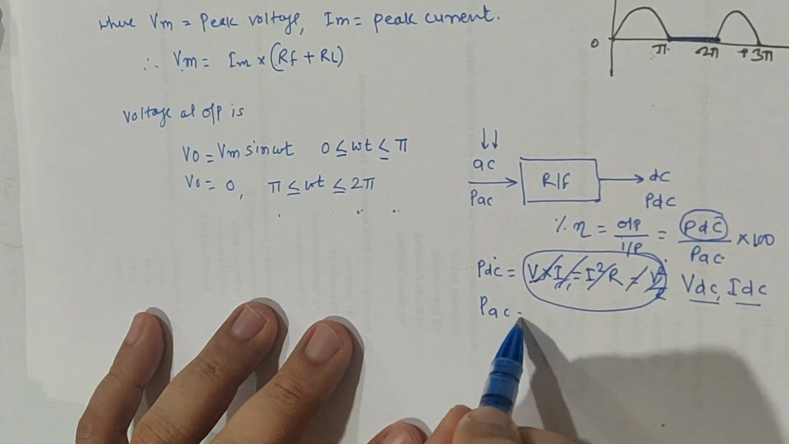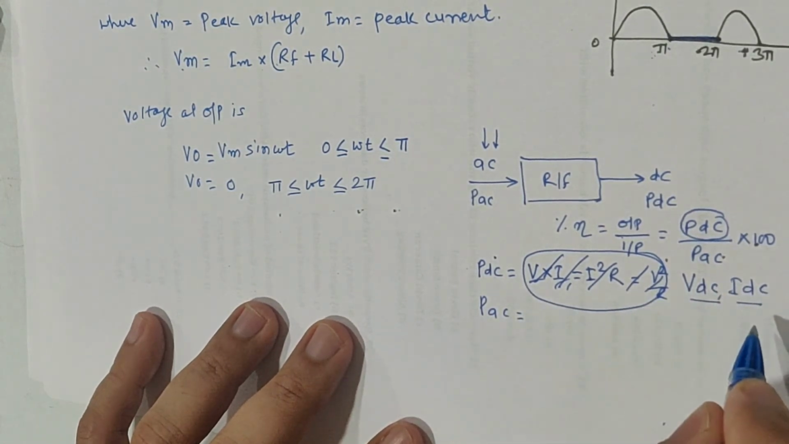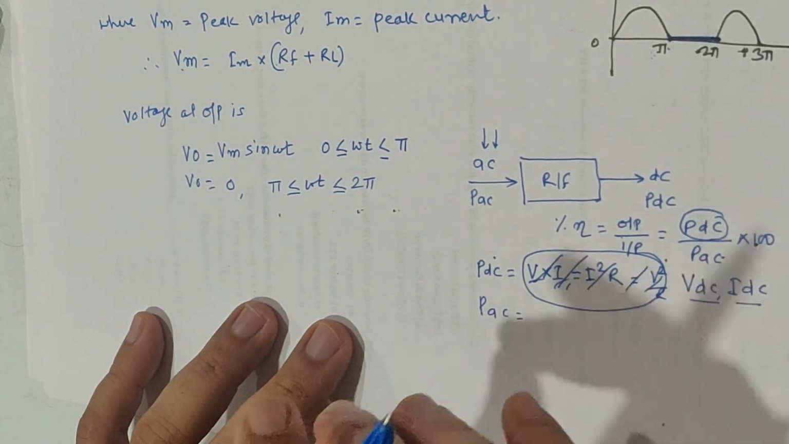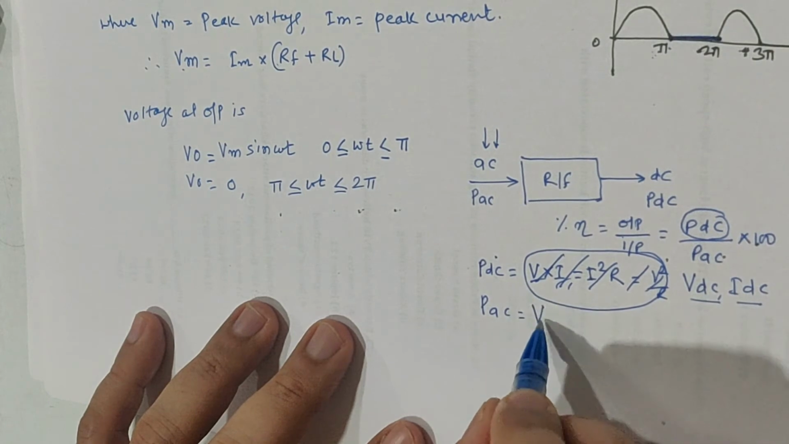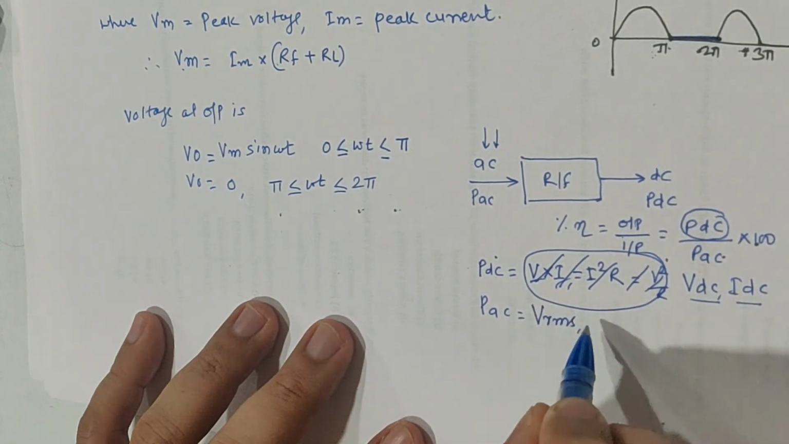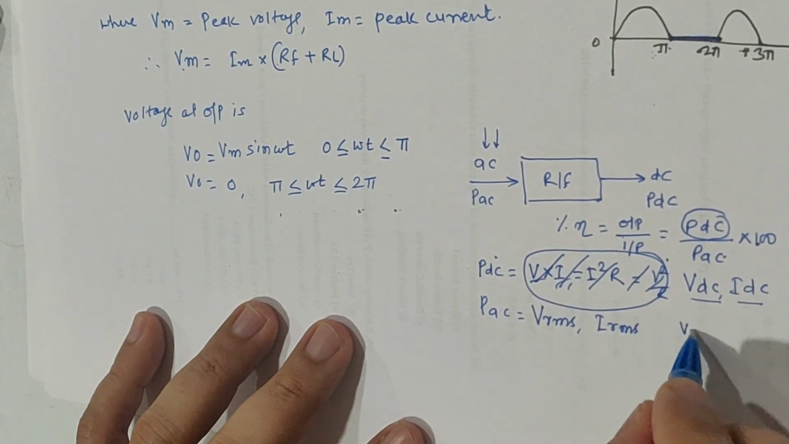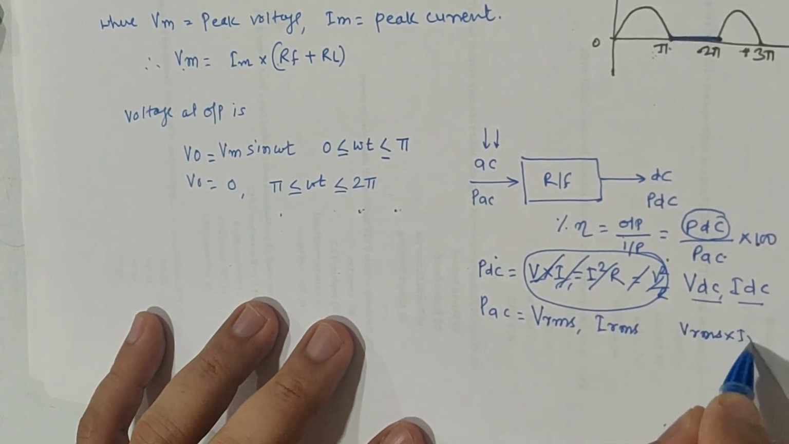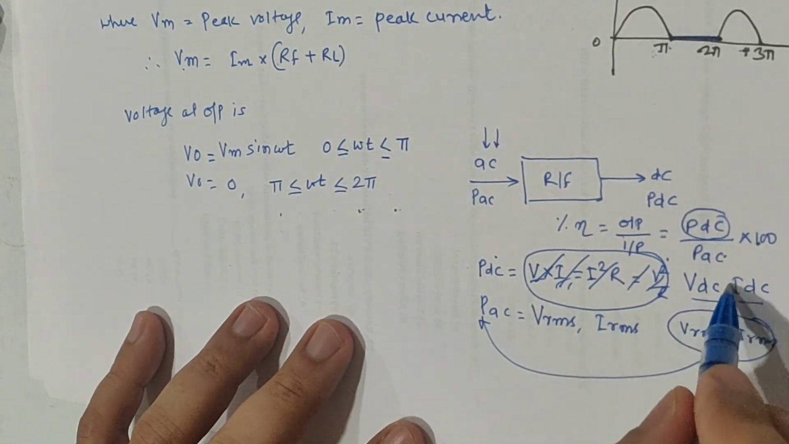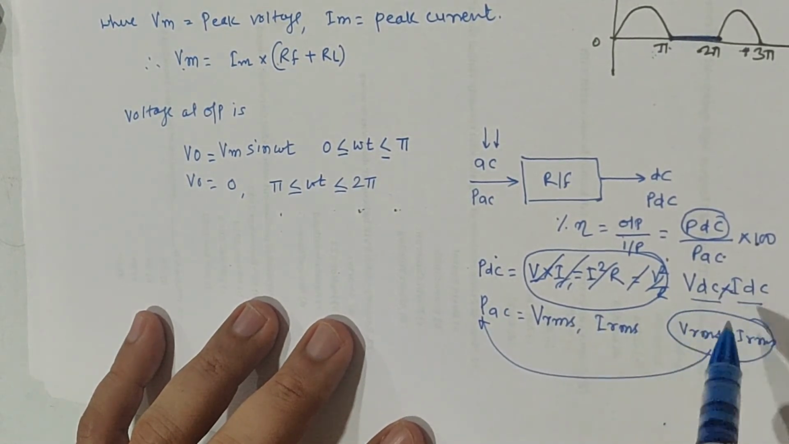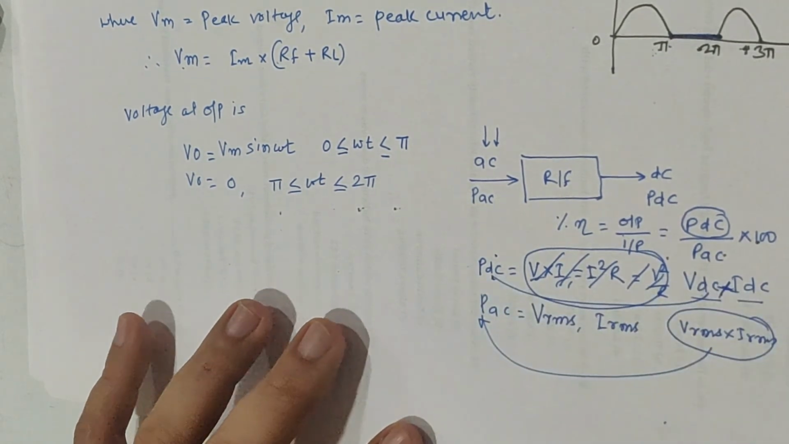Similarly, if I am calculating PAC, I will be in need of AC voltage and AC current. But remember, AC voltage and AC currents are nothing but RMS voltage and current. So I will be in need of VRMS and IRMS. Once these are known, I will be multiplying them. VRMS multiplied by IRMS gives me PAC. Similarly, the multiplication of VDC into IDC will give me PDC.